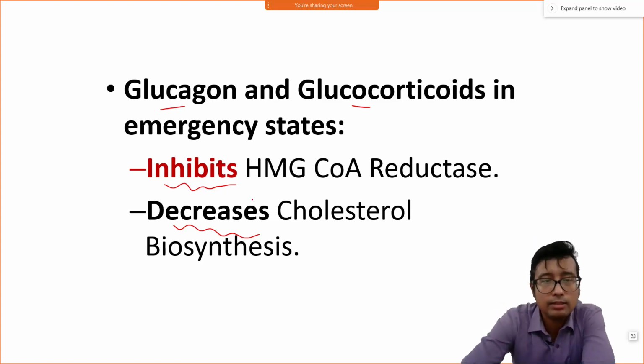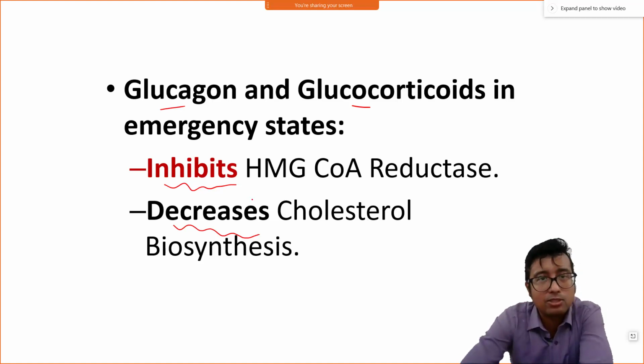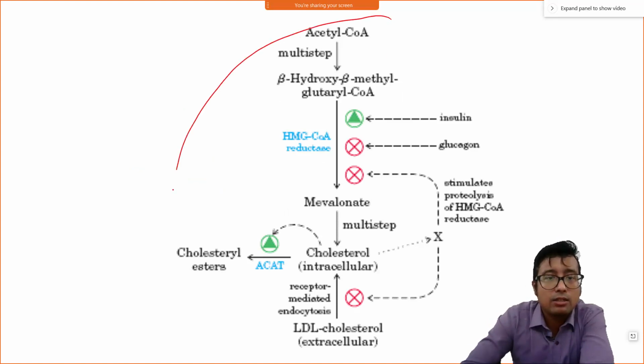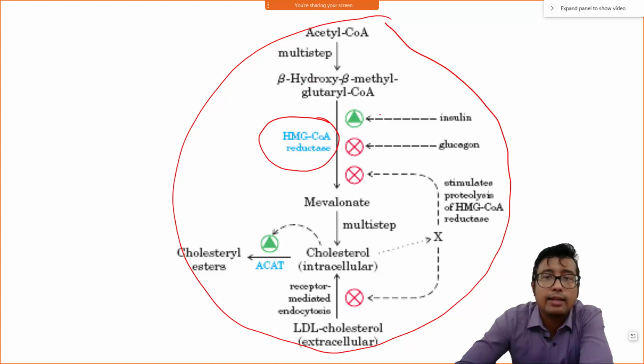So just mention this one: insulin stimulates and glucagon inhibits. This is number 1. You can give any diagram. This is the diagram of Lehninger. There is too much going on here. Just note this step. This is the step of HMG CoA reductase. Hydroxymethyl glutaryl CoA, and this is the HMG CoA reductase enzyme. And insulin is stimulating and glucagon is inhibiting.